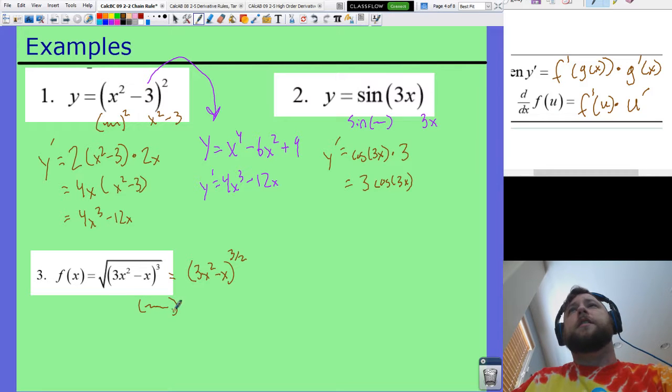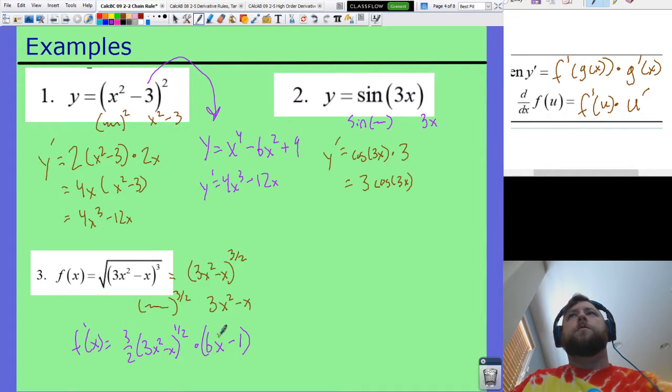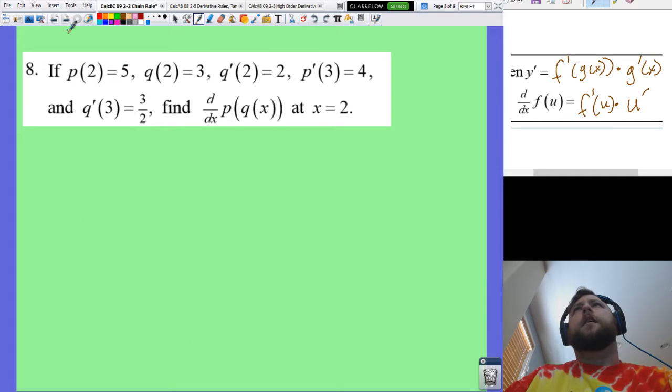So it's something to the 3/2 power times the inside, 3x squared minus x. When I take the derivative of something to the 3/2 power, my f prime of x is going to be 3/2 times 3x squared minus x, to the 1/2 power, times 6x minus 1. So there's an answer. Sometimes it's nicer just to rearrange things and it'll work out, but you don't have to. All right. Let's try a different example.